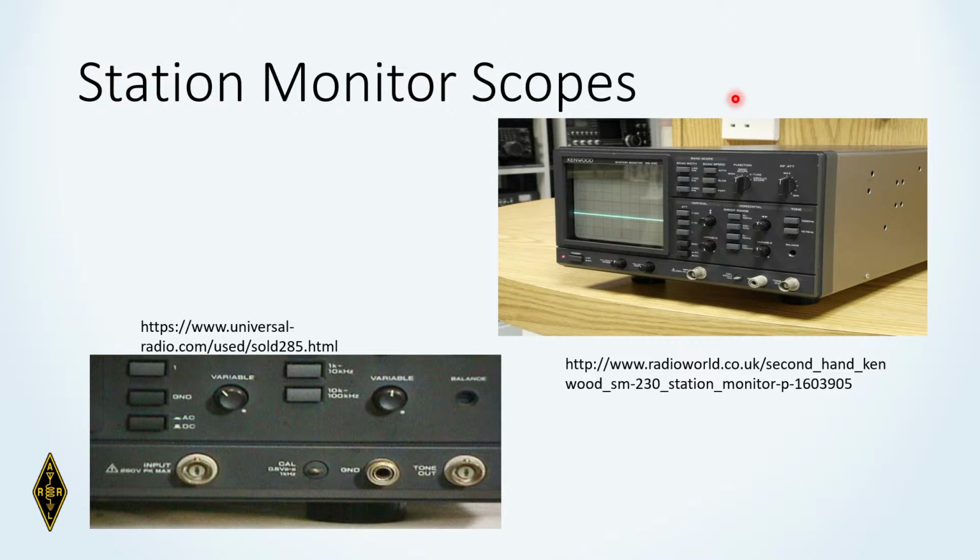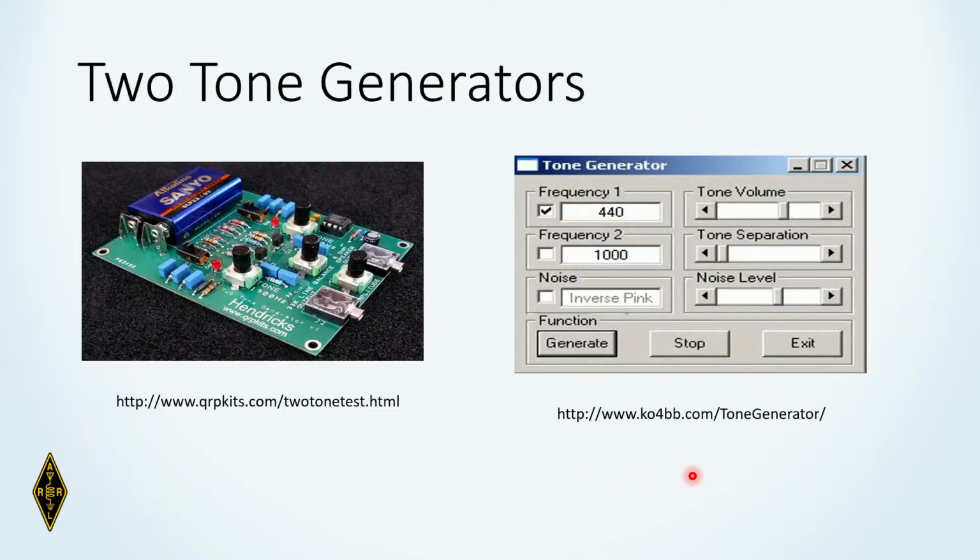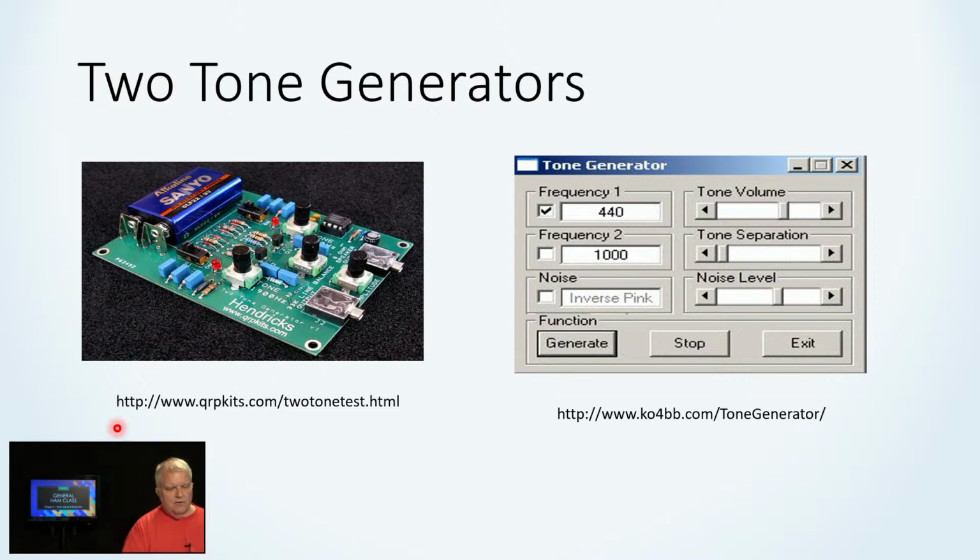This is a Kenwood monitor scope. I have one downstairs, and it even has a two-tone generator. You can get the signal out here. Or you can buy two-tone generator kits, or you can get free software to run on your computer. Again, you wouldn't want to have 1000 hertz and 2000 hertz. Those are harmonically related. But 440 and 1000, that's perfect. That would work just great. Two-tone testing for an amplifier's linearity.